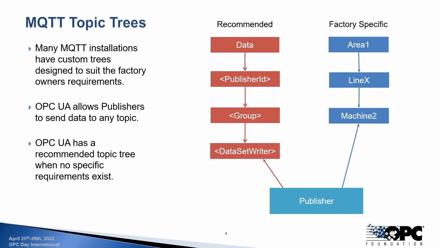In addition, the recommended MQTT topic tree provides all the metadata that you need to completely understand the data. And so you can have hybrid installations where you put all your metadata into the recommended tree while you're sending your data to the factory-specific tree, and the subscribers can link the two together and be able to better understand the context and the semantics of the data that they're receiving.